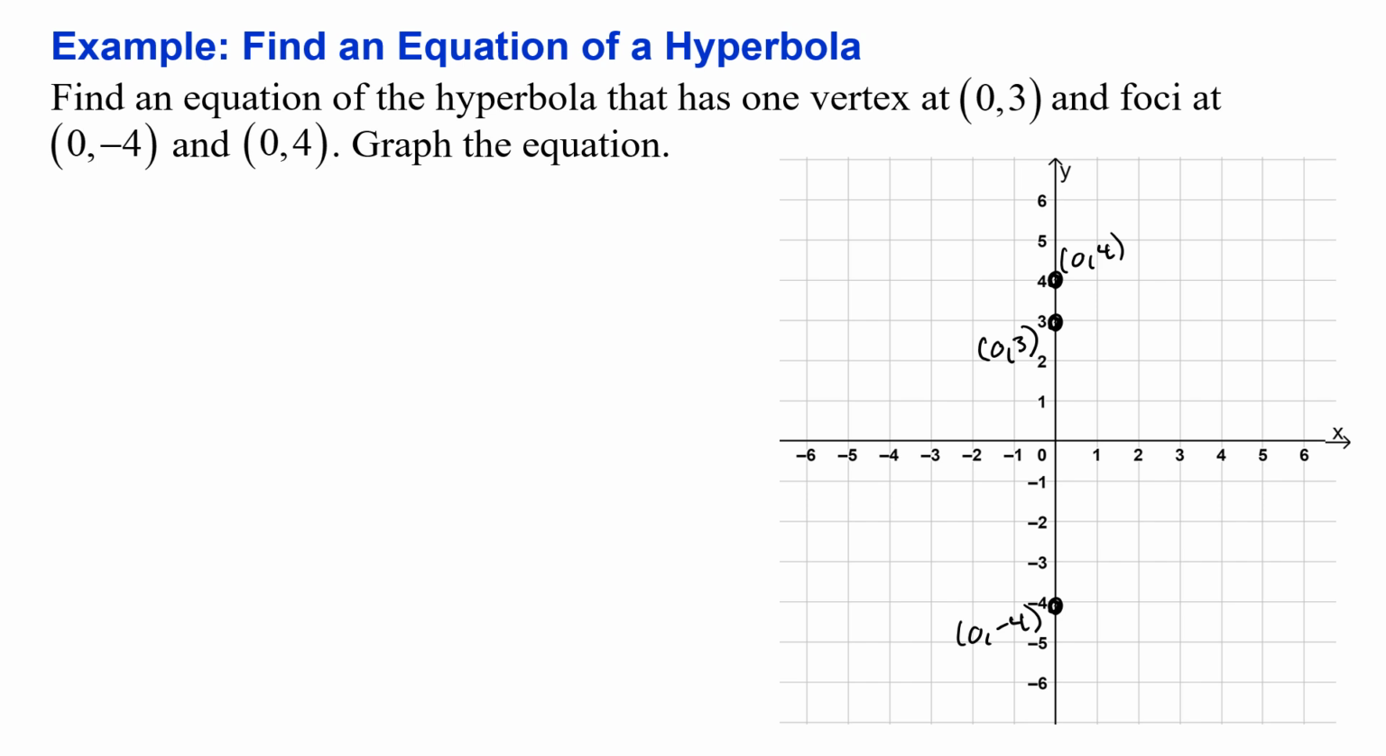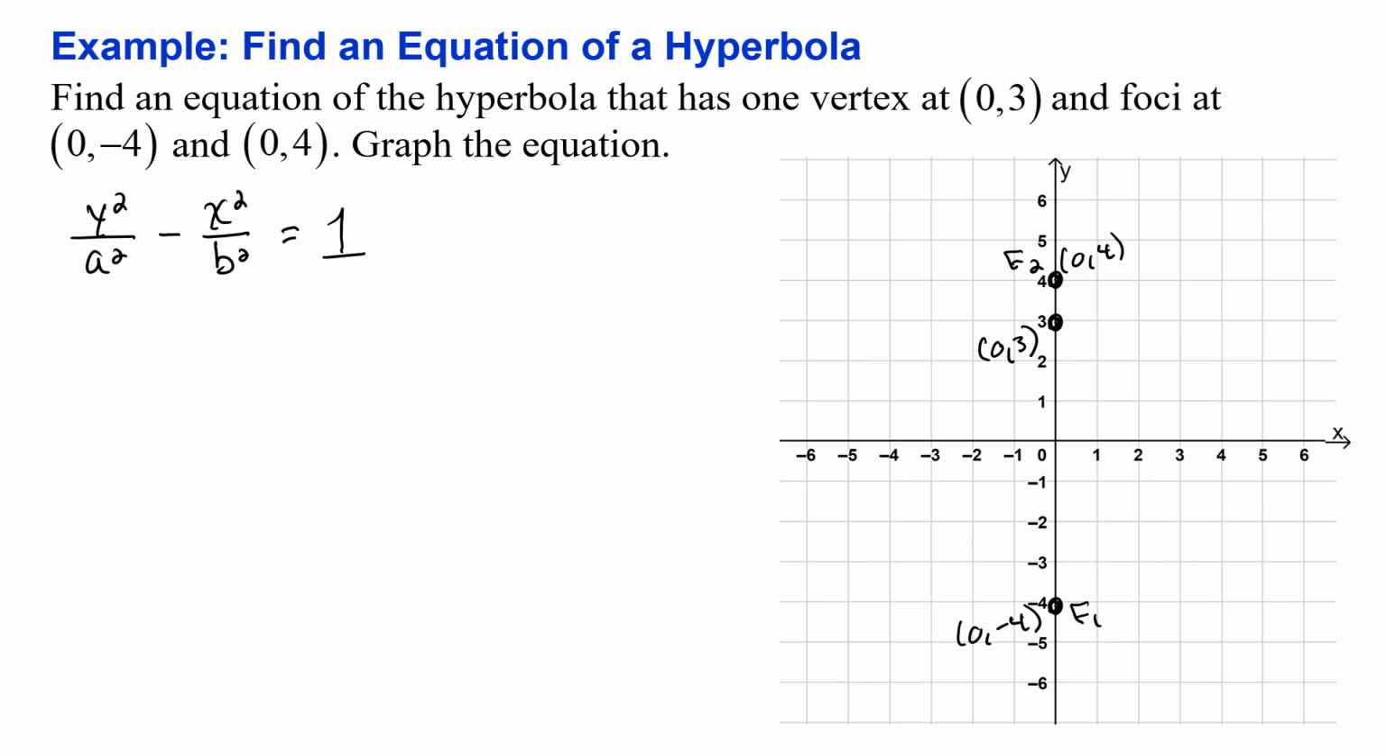Recall that the vertices and foci lie along the transverse axis, which in this case is going to be the y-axis. So in that case, we know the equation will have the form y squared divided by a squared minus x squared divided by b squared equals 1. Well, let's follow the convention and we will label the points chronologically as the y values increase. So let's come back to our graph and let's label the focus at 0, negative 4 as f sub 1. Then we will label the focus at 0, 4 as f sub 2.